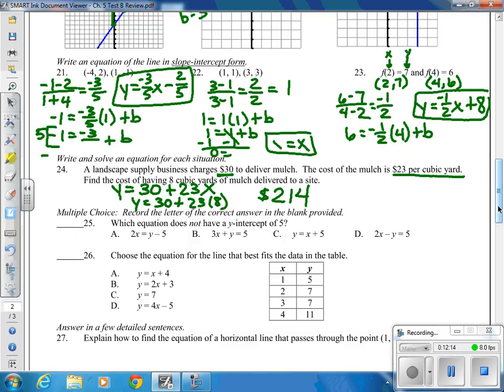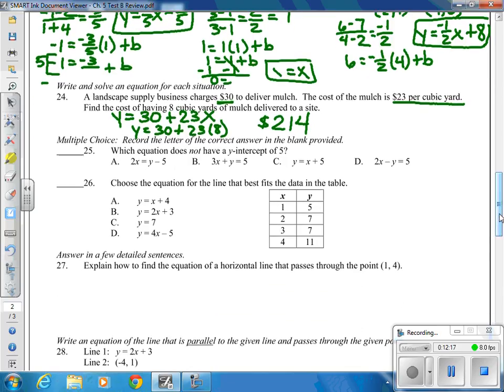All right, for 25 and 26, you have multiple choice here, right? But there is still some work attached to it. Just because it's choices doesn't mean it's always that easy. For number 25, which one does not have a y-intercept of positive 5? You can't decide that until each and every one of these problems has been put into slope-intercept form.